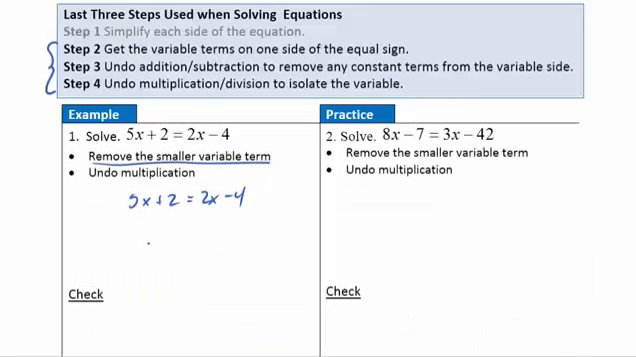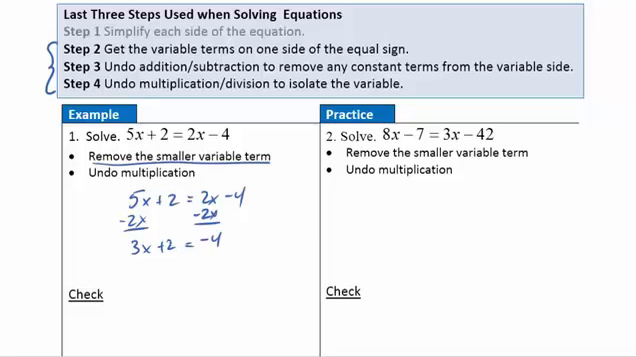Okay, let's see how we're going to solve this. The first thing I want to do is remove the smaller variable term. I have 5x on one side, 2x on the other side. I want to get rid of that 2x, and the way I'm going to remove these variable terms is by using addition or subtraction. So I'm going to subtract 2x from each side of the equation. On the right side, all I'll have left is negative 4. On the left side, I'll have 3x plus 2. Now my equation just got a lot simpler.